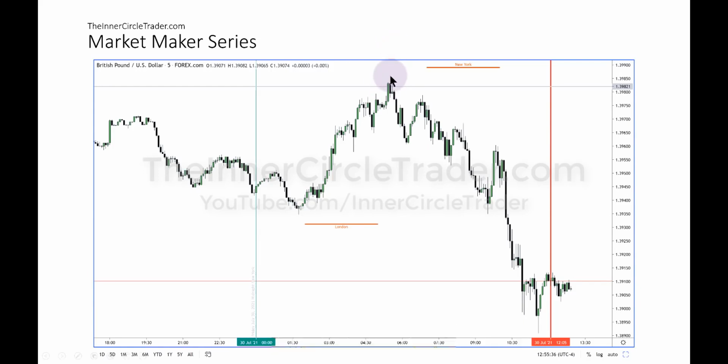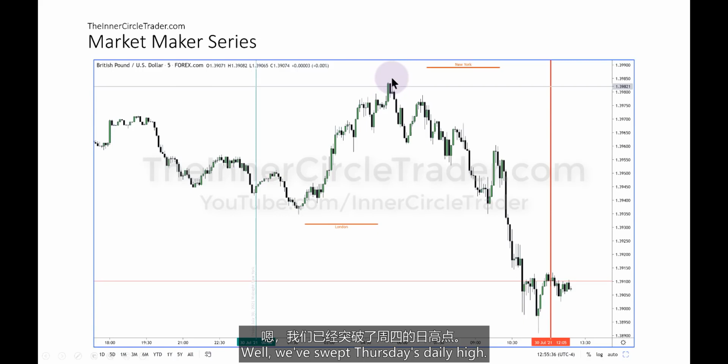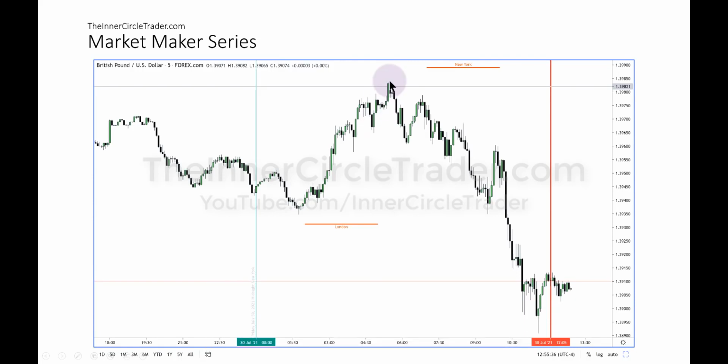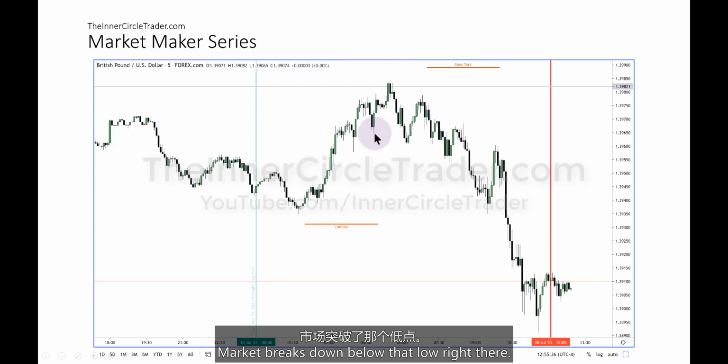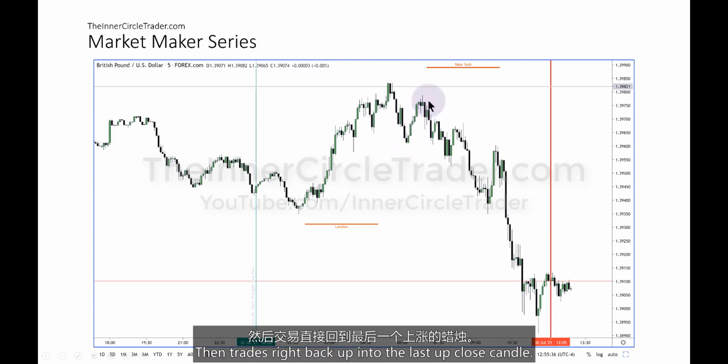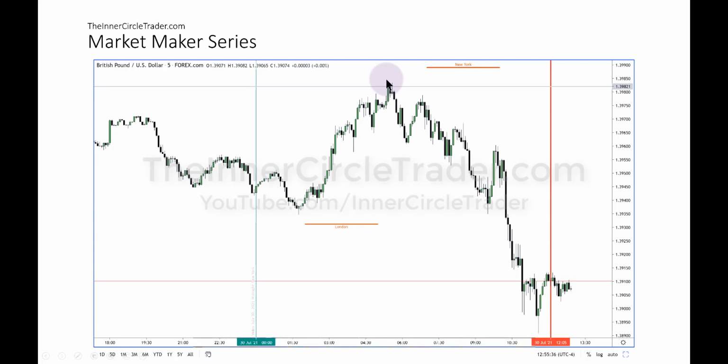When can we trust that? Well, we've swept Thursday's daily high. Go back, here's the low prior to that run. So we have this low and the highest high of the week. Market breaks down below that low right there. Then trades right back up into the last up close candle.